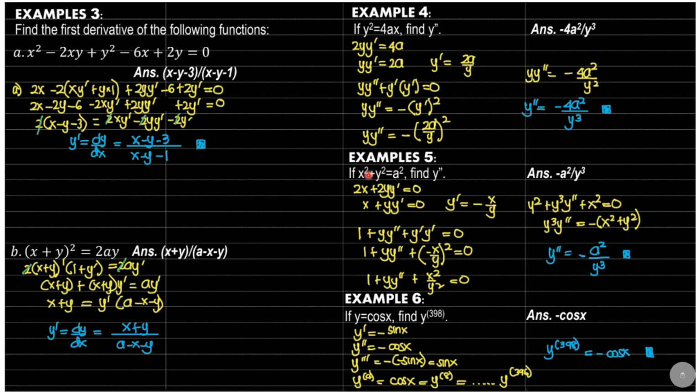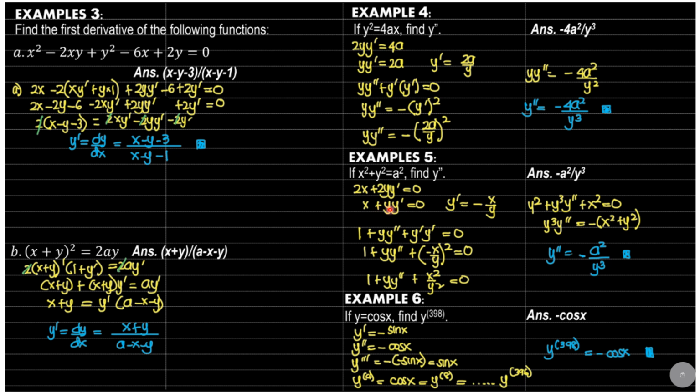Example 5, if x squared plus y squared equals a squared, which is a circle of radius a, center at the origin, find y double prime. So differentiating, x squared gives 2x plus 2y y prime equals 0. That's constant, so 0. Cancel 2, x plus y y prime equals 0, so that means y prime is negative x over y. Then go back to this, x plus y y prime equals 0.